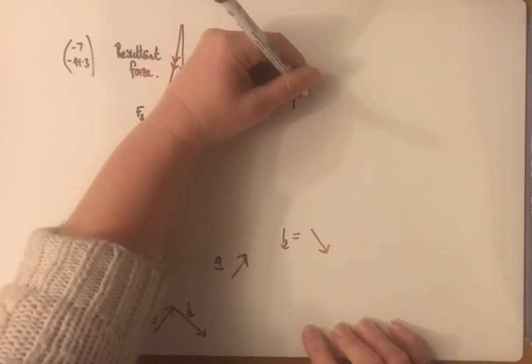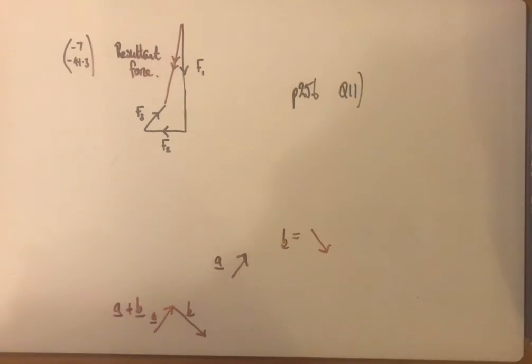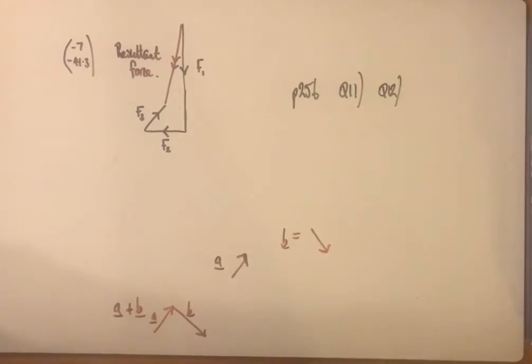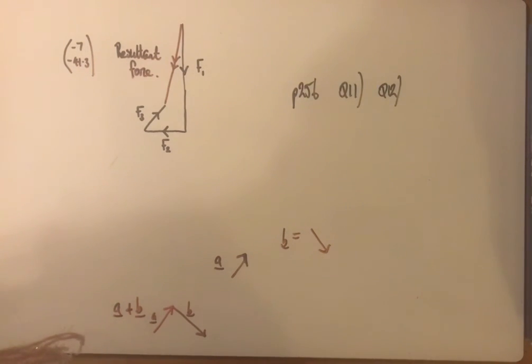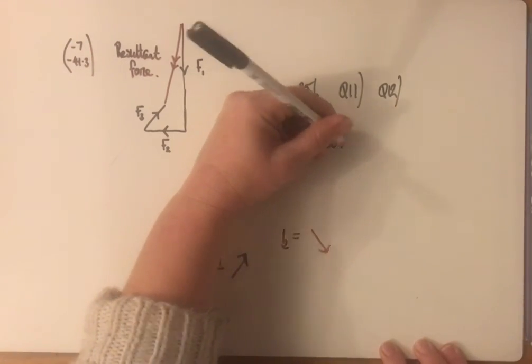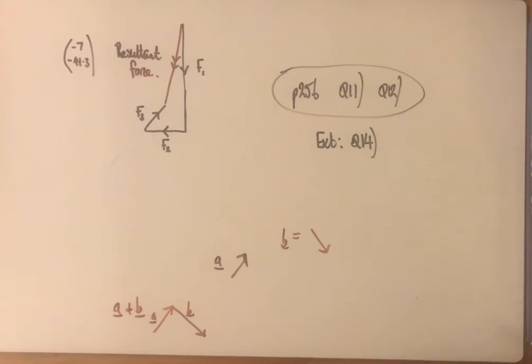But page 256, so question 11, that's quite a straightforward resultant force question. And then if you haven't done it, question 12 is a little bit more like the one I've just done. So you have to resolve horizontally and perpendicularly for one of the forces. And then you could have to think through question 14, but that's more of an extension question. But those two are good to do, just thinking about applying this vector work into forces.